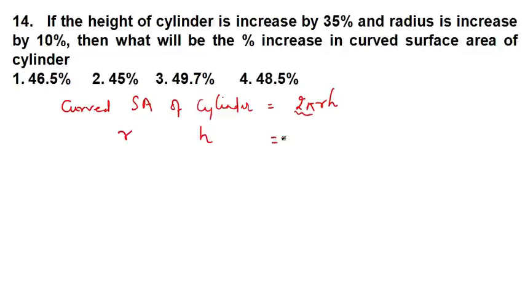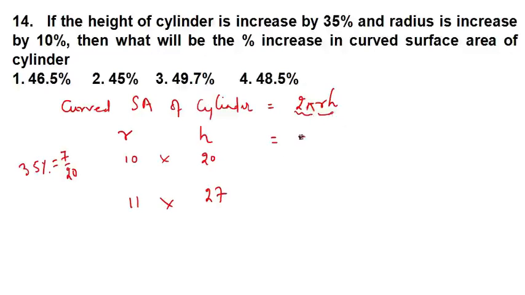Okay. So here it is said that height got increased by 35%. What is the meaning of 35%? 7 by 20, right? Means if height was 20 before, now it got increased by 7, means 27. Okay, and what about radius? Radius increased by 10%, means before it was 10, now it is 11.